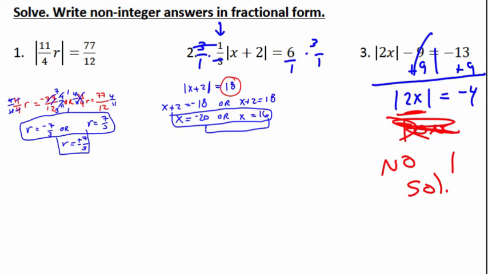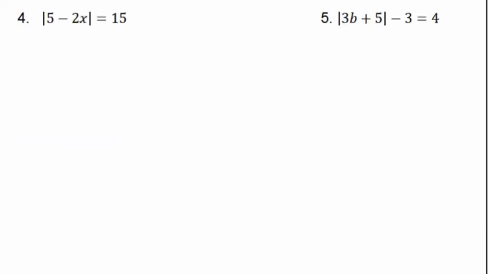All right, so 3 is easy. Those are nice, so always look for those. Make your life a little easier. Number 4, the absolute value is solved for and it's positive, so we can continue. So 5 minus 2x equals negative 15, or 5 minus 2x equals positive 15. Let's not forget our or, because it's one or the other. So we just have to solve each one.